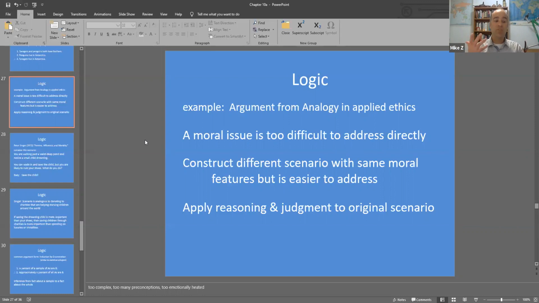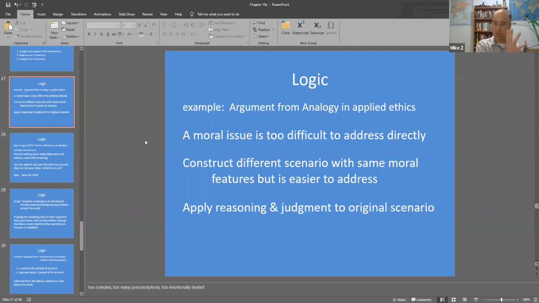So what philosophers often do when they're faced with this situation is construct an analogous situation, it might be a fake situation, that is a lot easier to come to a conclusion about what the right thing to do is. But this other scenario that they come up with is relevantly analogous to the difficult situation that they're really interested in, right?